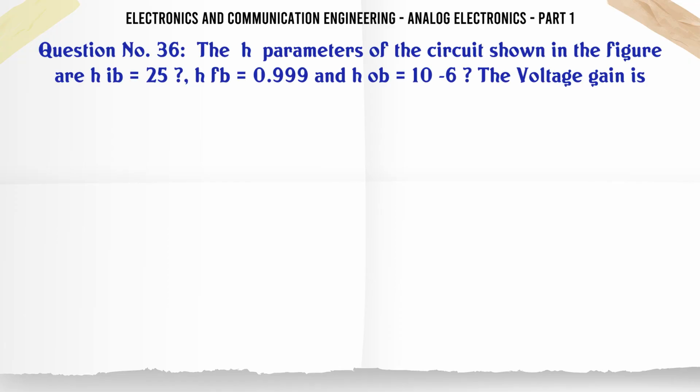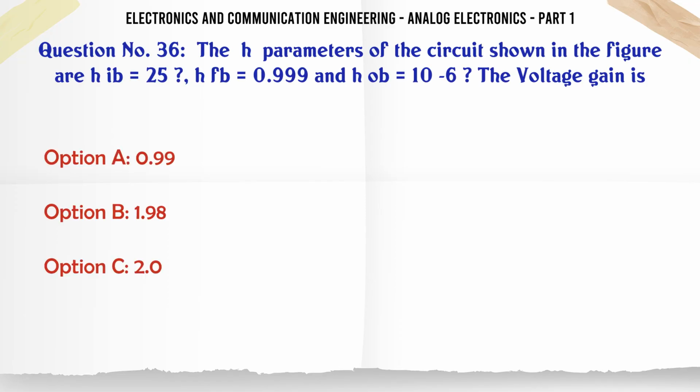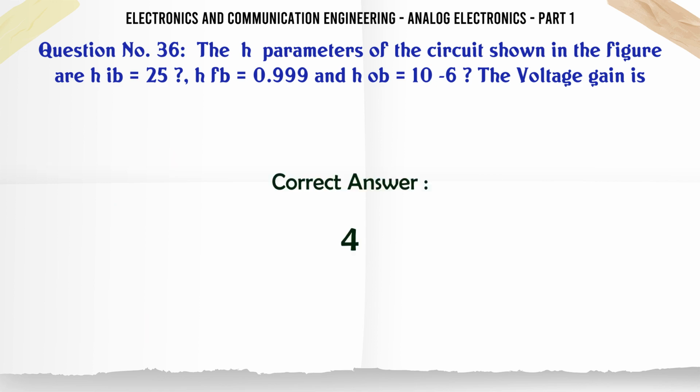The h parameters of the circuit shown in the figure are hib 25, hfb 0.999 and hob 10^-6. The voltage gain is A. 0.99, B. 1.98, C. 2.0, D. 4. The correct answer is 4.